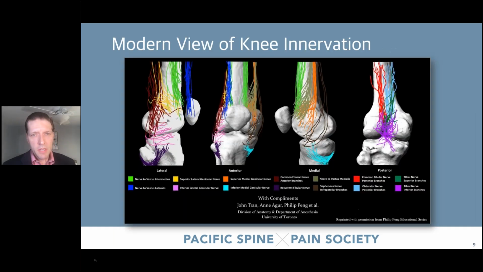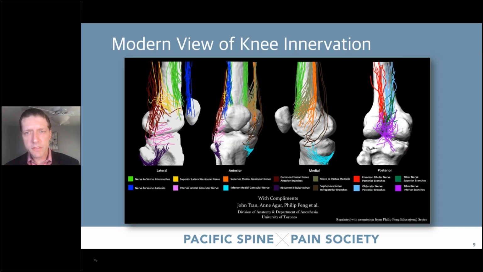Next slide. With some of the work that Philip Tran, Philip Peng, and John Tran have done with Ann Auger out of Toronto, we've learned, and they've really delved into the anatomy of these nerves, and shed a multitude of light on the fact that there's a robust innervation to the anterior knee that involves things like the nerve to the vastus lateralis, nerve to the vastus medialis, your superior genicular nerve, superior lateral genicular nerve, your common fibular nerve, recurrent fibular nerve, and it's really a network.